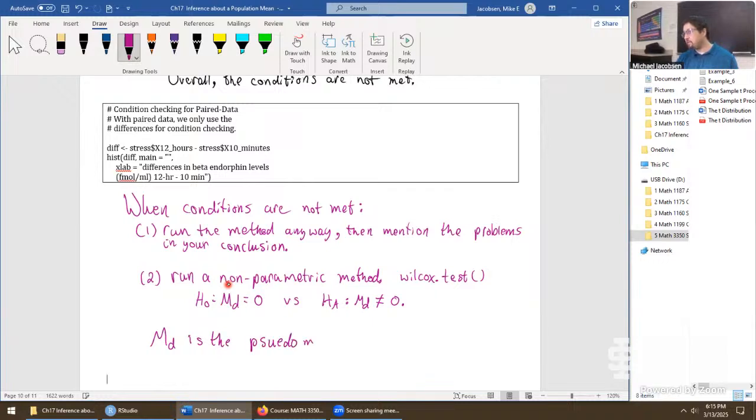pseudo median. You can refer to it as the median in your conclusion or say pseudo median, but then you might have to give further explanation to your audience. And let me write down the definition of this thing. It's known as the so-called Hodges-Lehmann estimator.